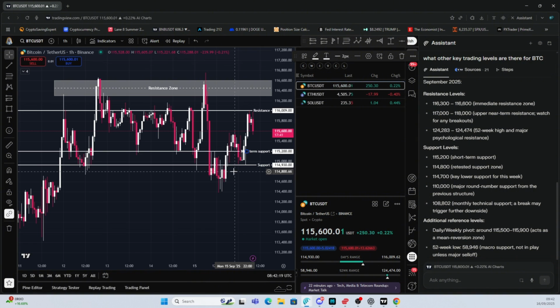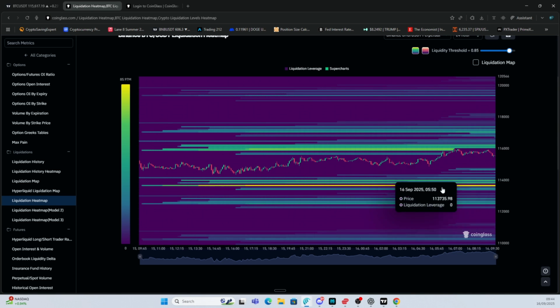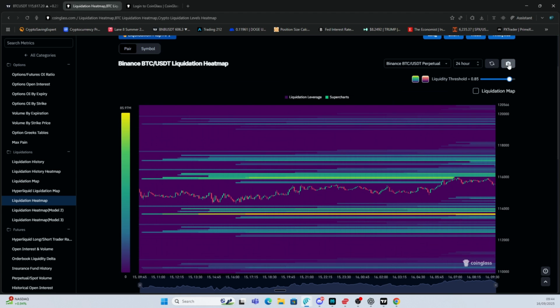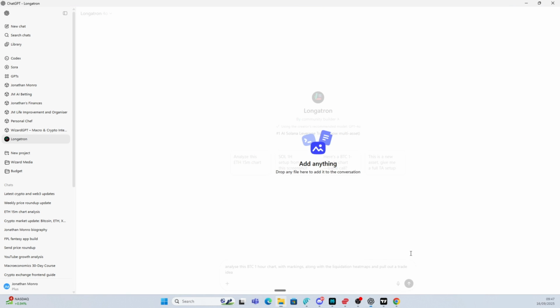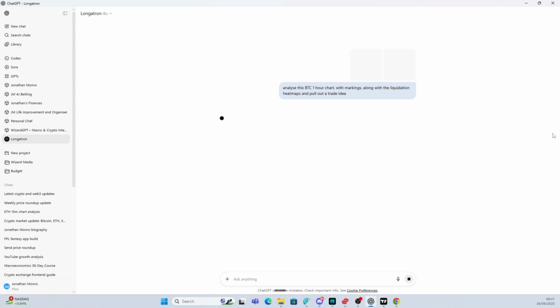What else do we have? I think this is a bit close, but we'll put this in anyway at 116. This is our retested support level. Now we'll go over to the liquidation heat maps. We will take a picture of this and we will head over to our AI trading bot.